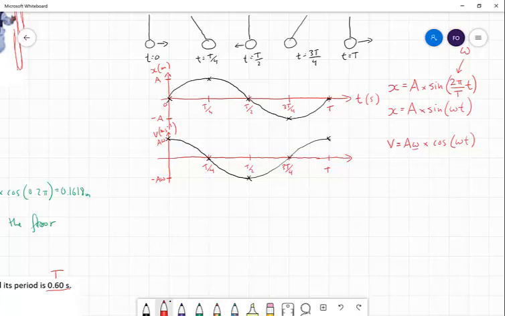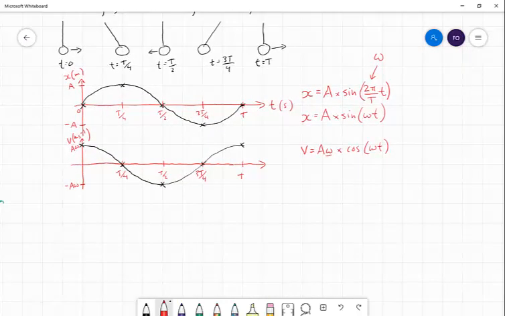We'll see that this is just the time derivative of this thing, if you've studied calculus. So v is equal to dx over dt. If we differentiate this using the chain rule, we get omega times A times cosine of omega t. If you haven't done calculus before, it doesn't matter. All of these equations will be provided for you in the formula sheet, so you will know.